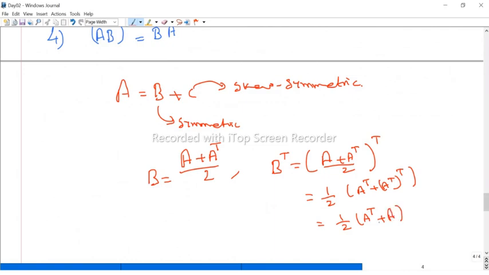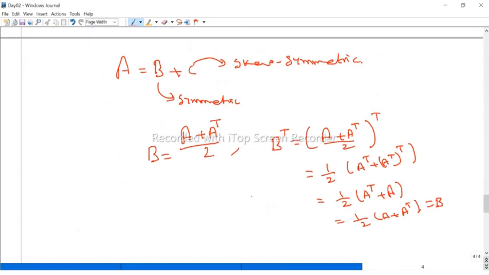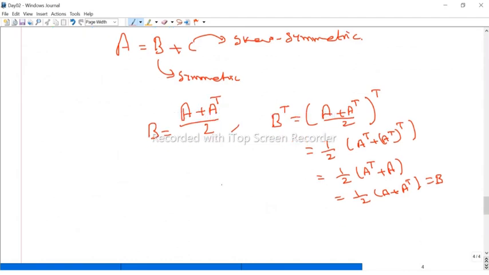Therefore, 1 by 2 A transpose plus A. And A plus B equals B plus A. So we get 1 by 2 times A plus A transpose. So this is nothing but B. Therefore, this B satisfies the condition B equals B transpose. Therefore, this B is a symmetric matrix.